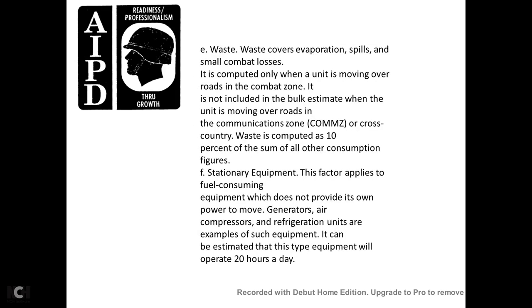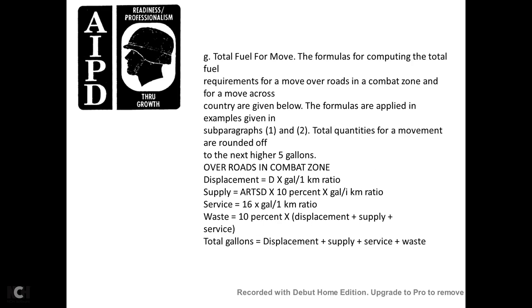E. Waste. Waste covers evaporation, spills, and small leaks. It is computed only when the unit is moving over the roads of the combat zone, and is included in the bulk estimate when the unit moves over the roads of the communications zone, or COMMZ. Cross-country waste is computed at 10% of the sum of all the consumption figures. F. Stationary equipment. This factor applies to fuel-consuming equipment which does not provide its own power to move. Generators, air compressors, and refrigeration units are examples of such equipment. It can be estimated that this type of equipment will operate 20 hours a day.